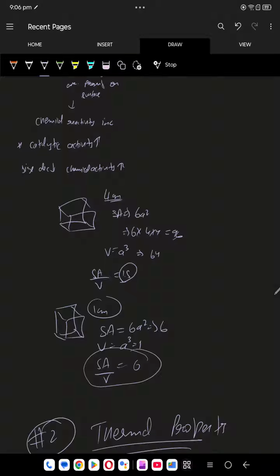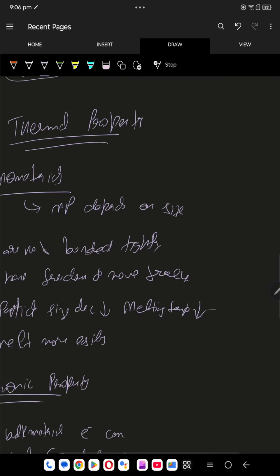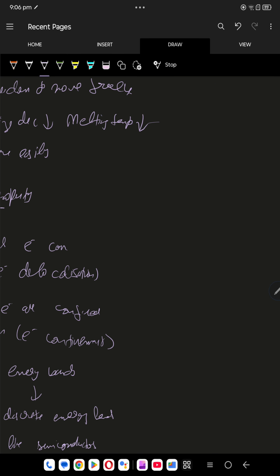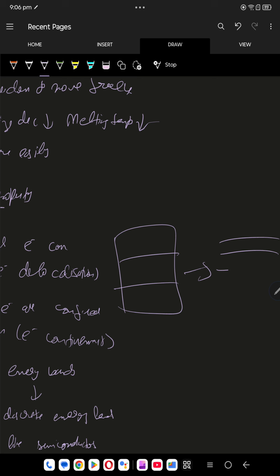Next, coming to the electronic property. Electronic property, what did we see? In bulk materials, electrons can move freely because of electron delocalization, but in nanomaterials, electrons are confined to a small range, that is called electron confinement. So according to quantum effect, the energy bands, like valence band, conduction band, energy gap, get converted to discrete energy levels. So nanomaterials behave like insulators or semiconductors. So those points are important.